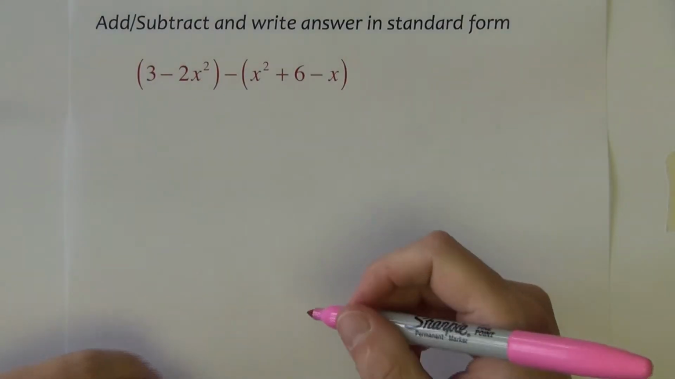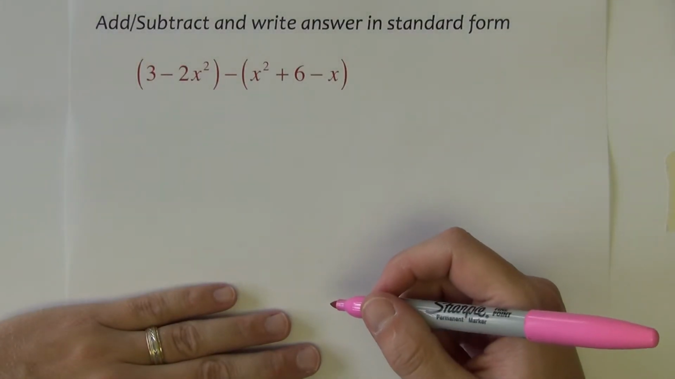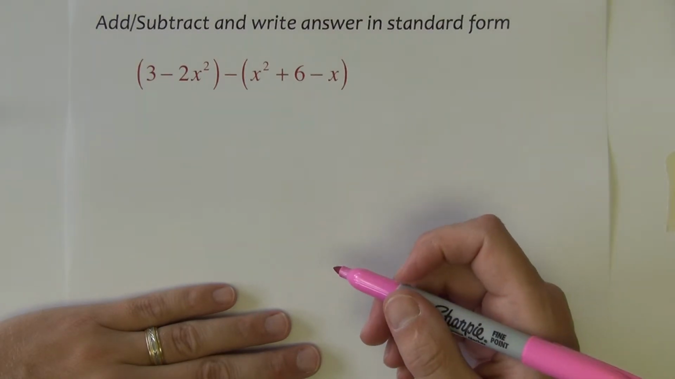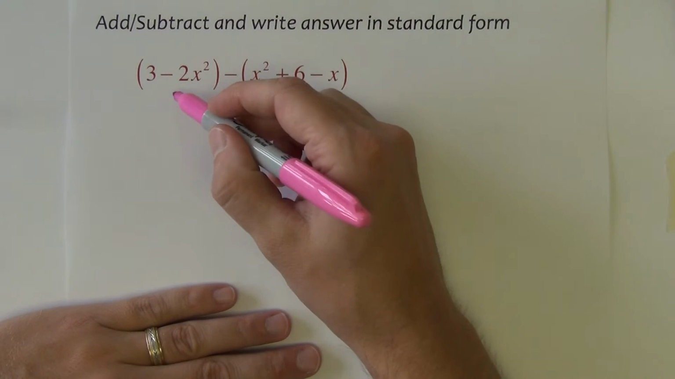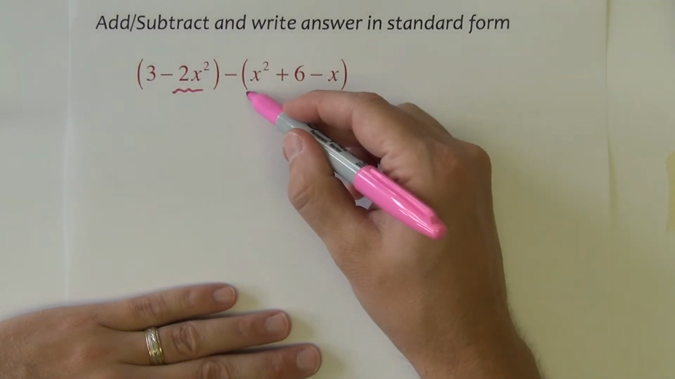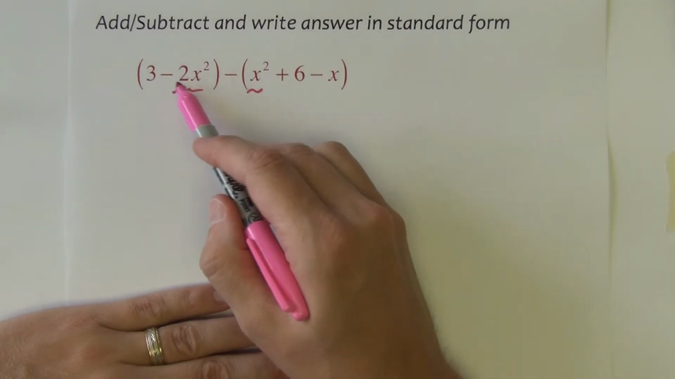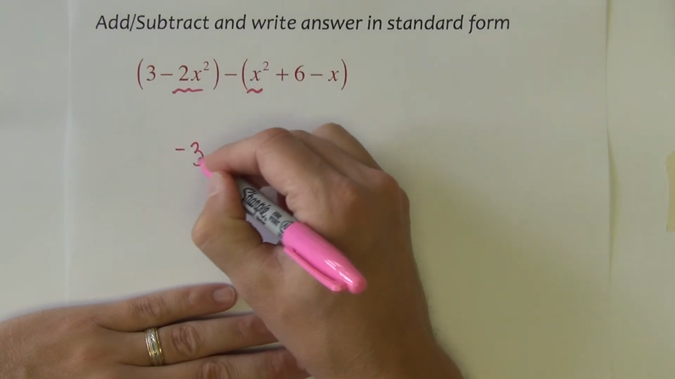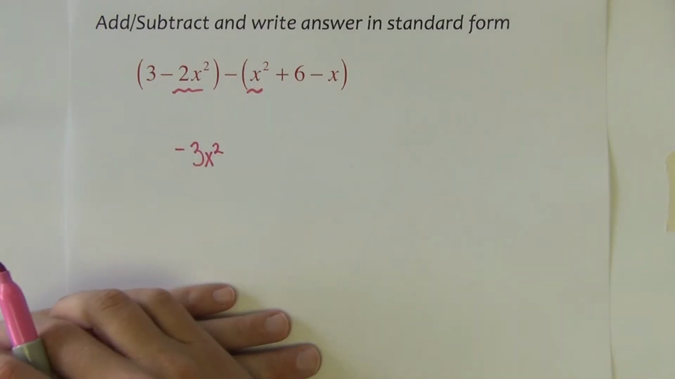Next example is a subtraction problem. I do it the same way as the other one. I'm just minusing instead of adding. I'm going to find the highest powered term first, which are these x squared terms. I've got negative 2 minus another 1 is negative 3x squared.